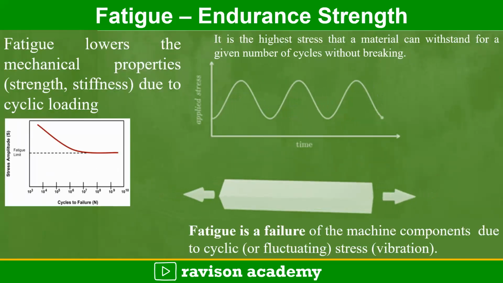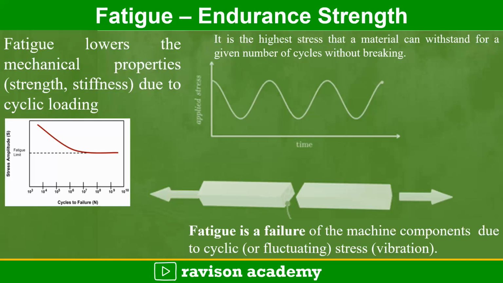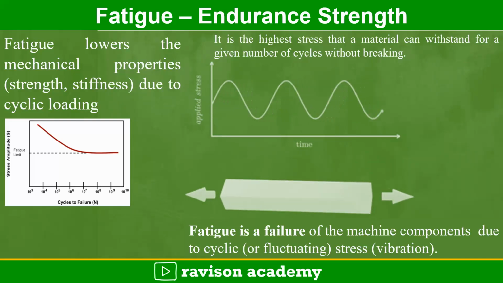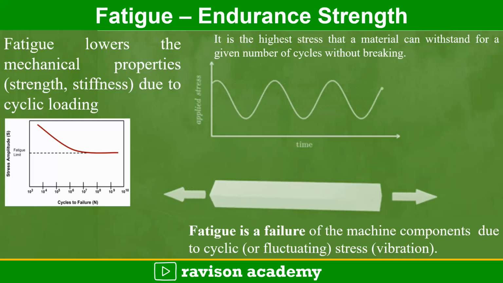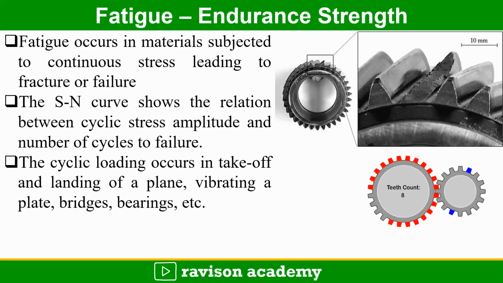So fatigue lowers the mechanical properties due to the cyclic loading. Once the material is subjected to cyclic loading, automatically the strength and stiffness get reduced. It is the highest stress that a material can withstand for a given number of cycles without breaking. So fatigue is a form of failure of a machine component due to cyclic or fluctuating stresses as a result of vibration. Fatigue occurs in a material subjected to continuous stress, leading to fracture or failure. From the S-N curve, we can get the relationship between cyclic stress amplitude and number of cycles to failure. Cyclic loading occurs in the landing of planes, vibrating of plates, bridges, bearings and gears.